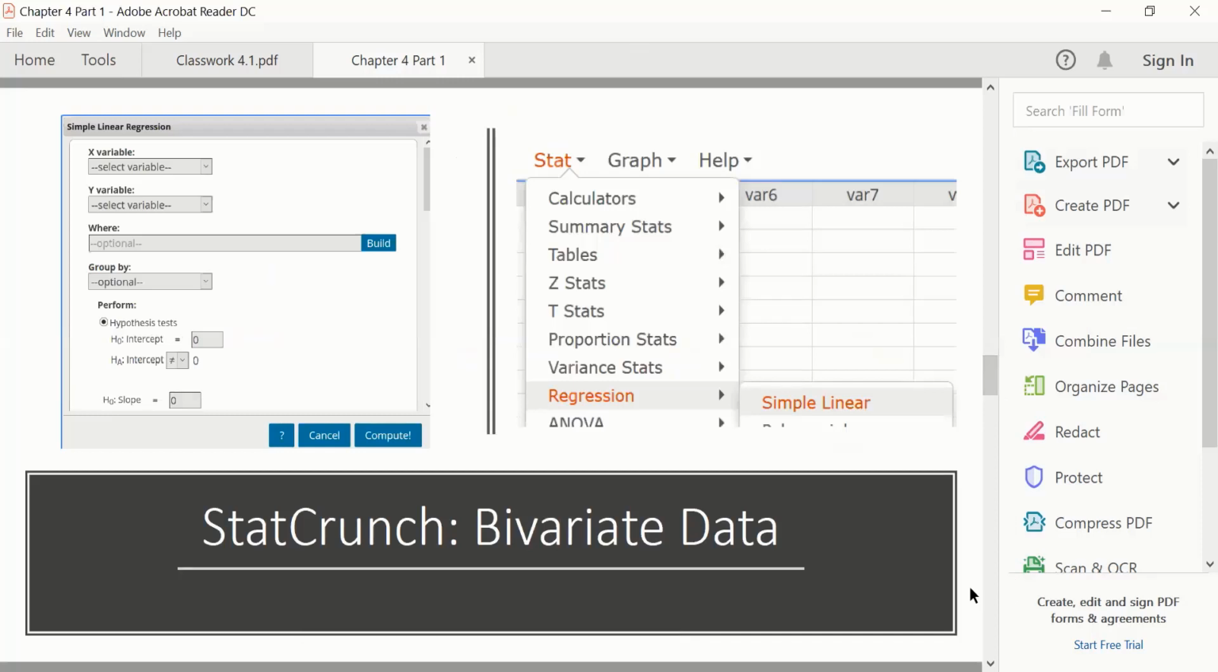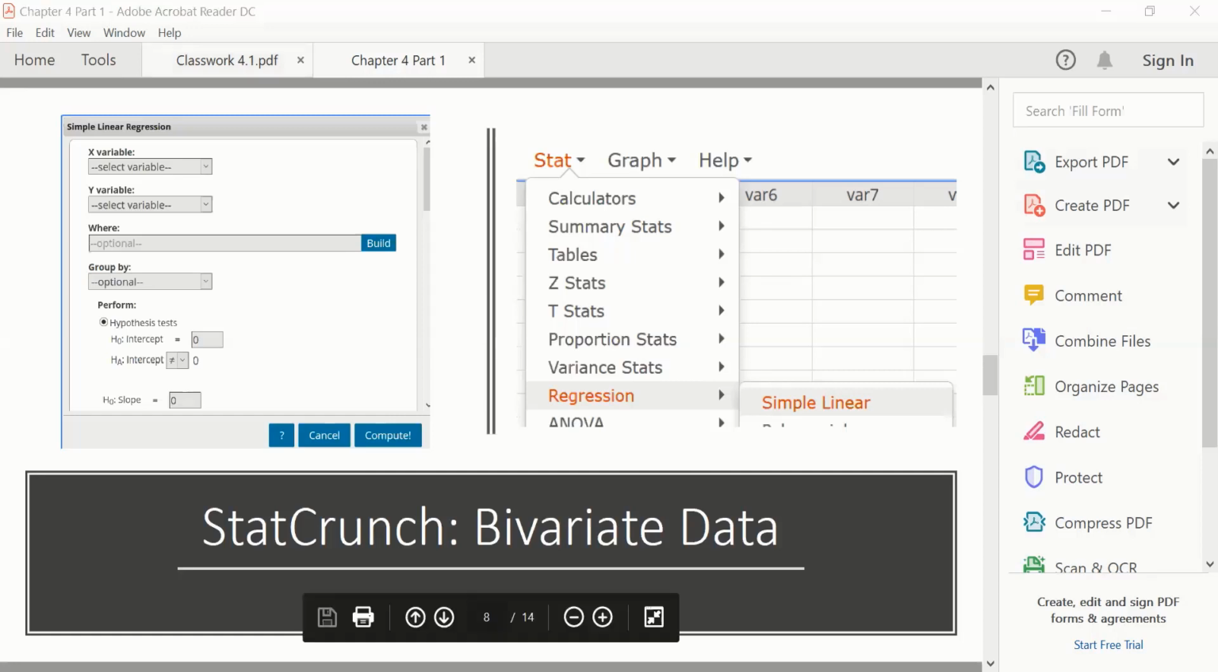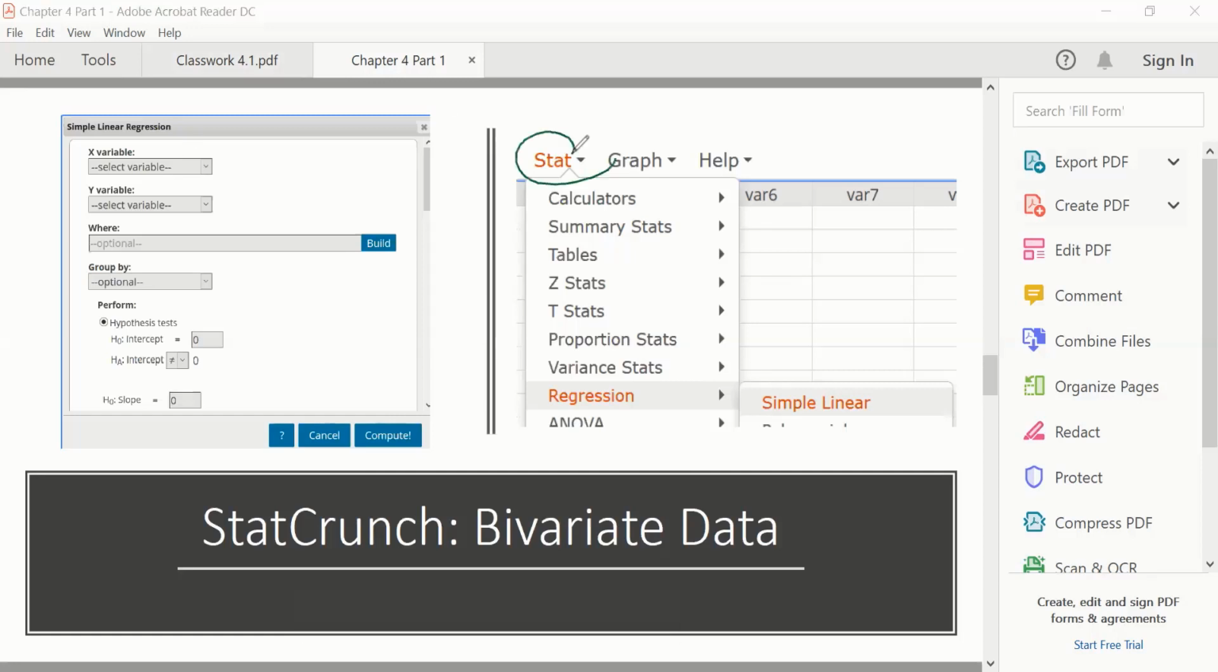So in order to look at correlation, we're going to have two columns of data, and we're going to do Stat, Calc, and use regression, simple linear. So the directions are here on the right side. We're going to use Stat, regression, simple linear, and then this is going to appear. And we pick our two variables.